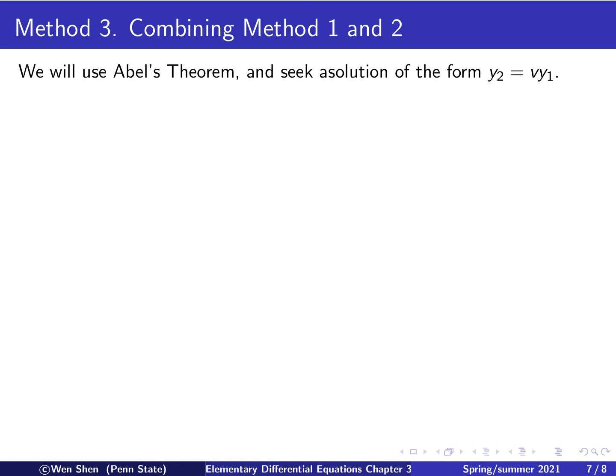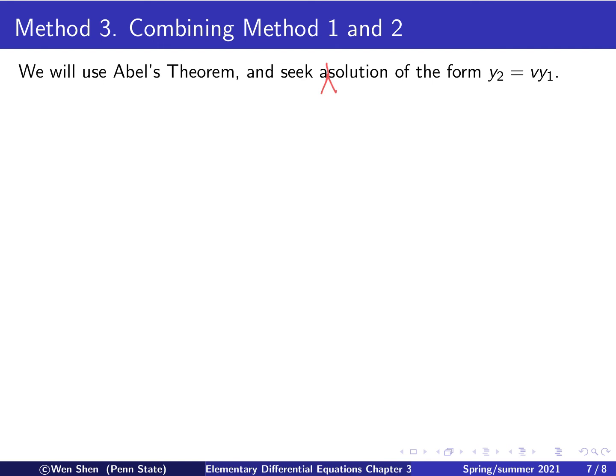Okay, so let's look at the third method. I'm sure some of the viewers here are wondering, well, is it possible to combine these two? So let's try to do that. In this method, we will use Abel's theorem, and we use the wisdom from method 2, that is, we now seek a solution of this form, y2 equals v times y1. Okay, and hopefully with the combined wisdom, we would come into an even better method.